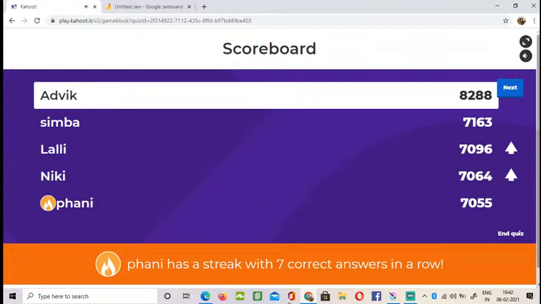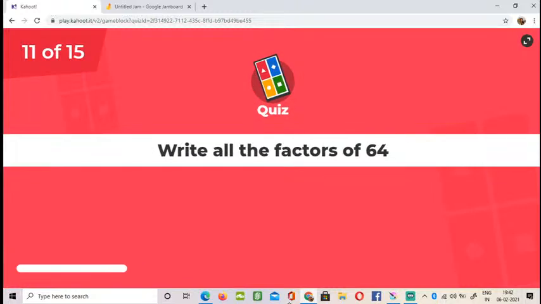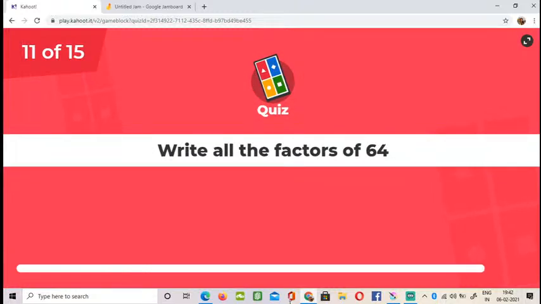So Lally and Nikki, they both came up. So Lally is in the third place and Nikki is in the fourth place. Good, but Advik and Simba, they're maintaining their places, and Funny has a streak with 7 correct answers in a row. Good. So now let's see the next question. Write all the factors of 64.